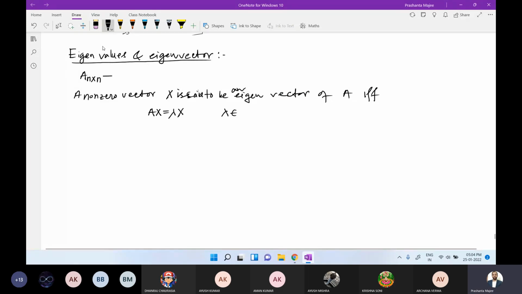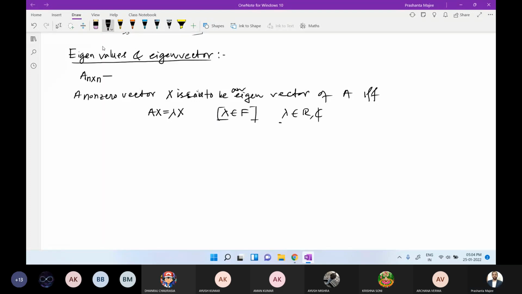Lambda is an element of the field. Vector spaces are defined over some field. So in general, lambda will be some real number or complex number. Okay. So lambda will be belonging to the real line or complex field. So this non-zero vector x, which is satisfying the relationship A x equals lambda x for some lambda belongs to R or C, is called eigenvector. And this lambda is called eigenvalue.